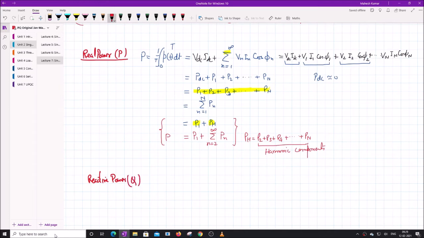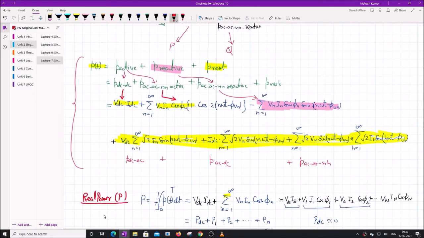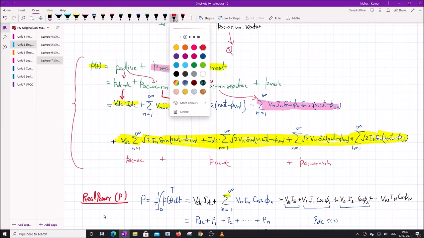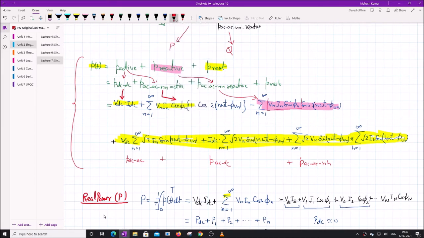Q, by definition Q equal to the peak value of the P reactive. In this case, it is the summation of all these powers. So this is Bn In sine phi n, where n varies from 1 to infinity. From where has it come? It has come from this component, Bn In sine phi n. This is the peak value of P reactive.